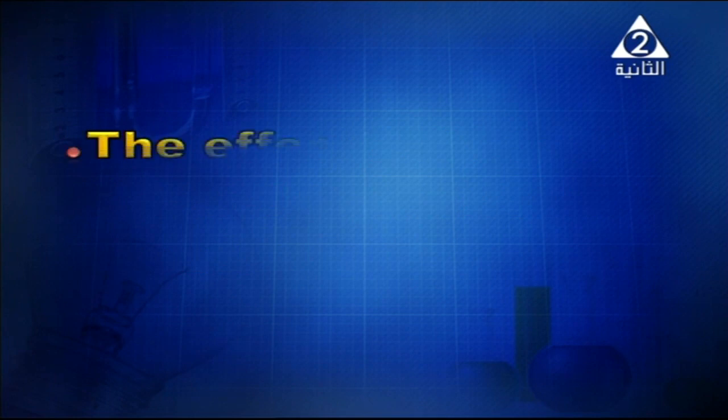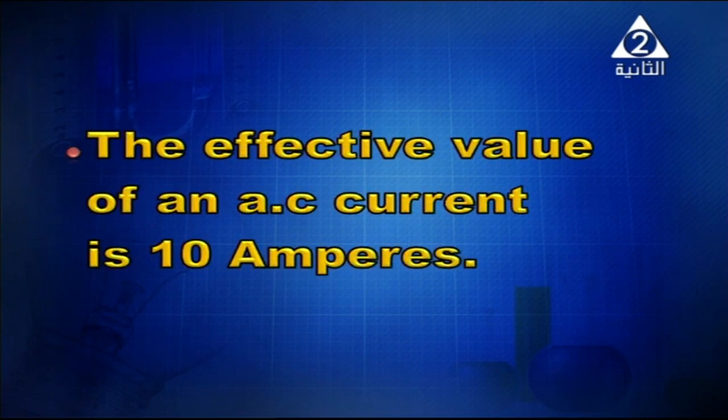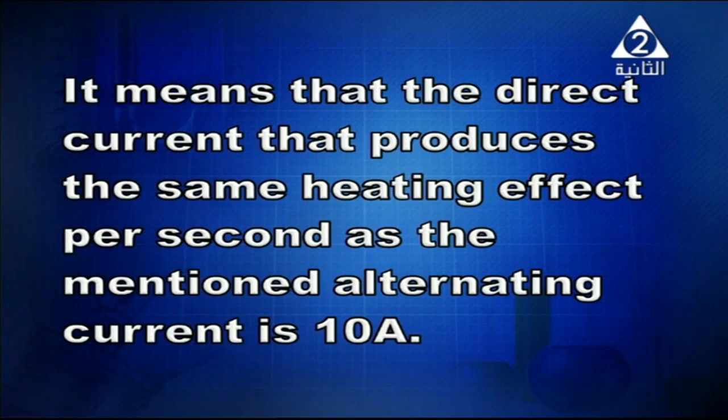What's meant by the effective value of an AC current is 10 amperes? Effective value of an AC current is 10 amperes. Okay, it means the direct current that produces the same thermal effect, the same heating effect per second, as the mentioned alternating current is 10 amperes.